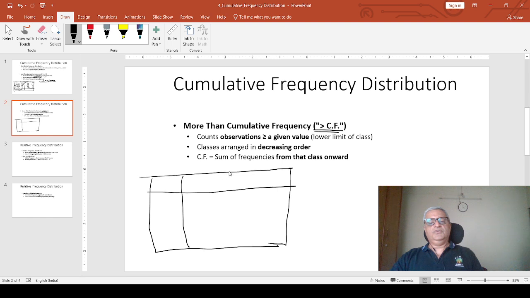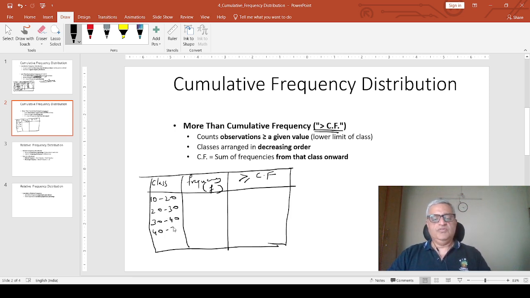So I have 3 columns. This is my class, this is my frequency F, and this is greater than or equal to CF. Suppose I have the classes 10 to 20, 20 to 30, 30 to 40, and 40 to 50. As 4 classes, I have frequency as 10, 25, 10, and 5. Now I want to calculate greater than or equal to CF.